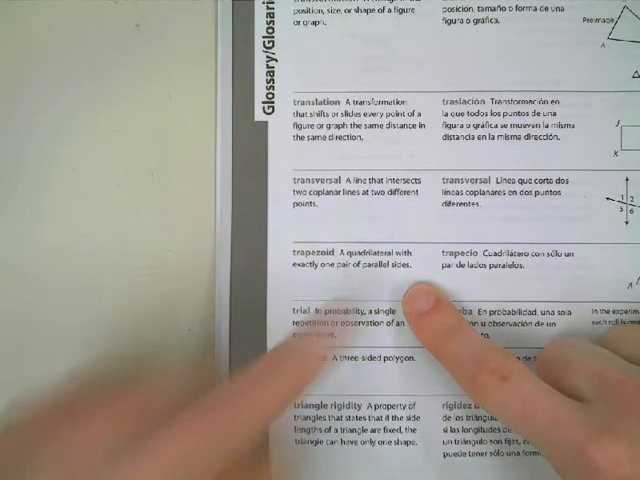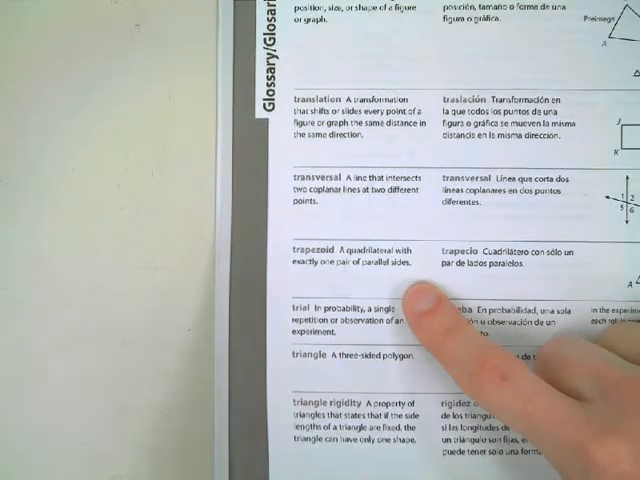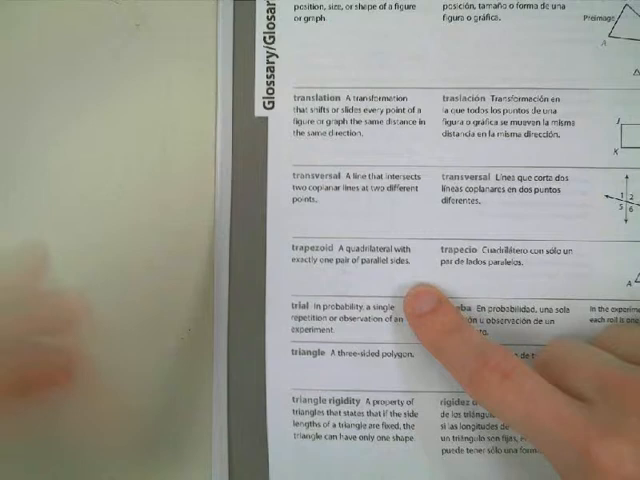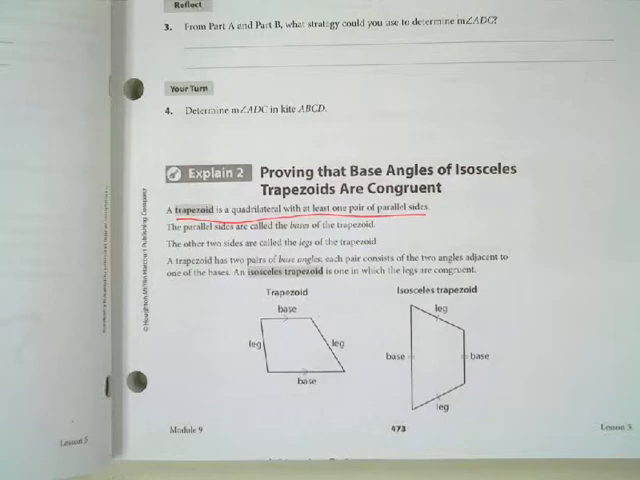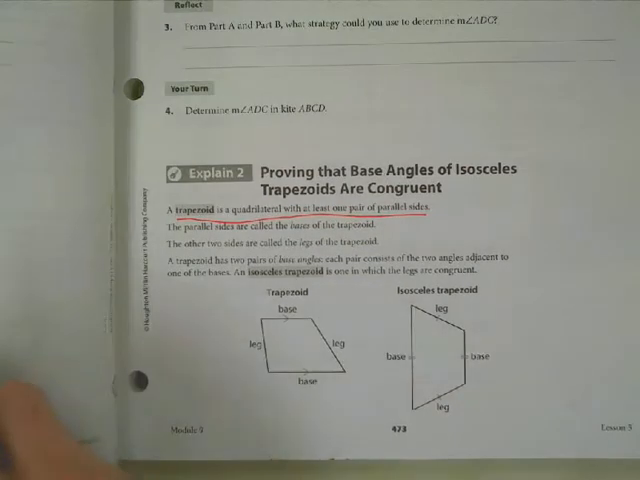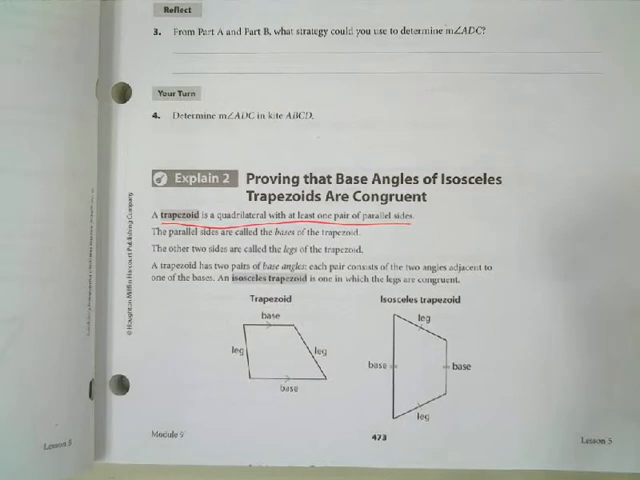Does a parallelogram have exactly one pair of parallel sides? No. A parallelogram has two. So there are two different definitions for the same word in our book. That's kind of confusing. So which one's right? We're going to go with the one that's right there. So a trapezoid is a quadrilateral with at least one pair of parallel sides. So that means parallelograms are trapezoids, okay?